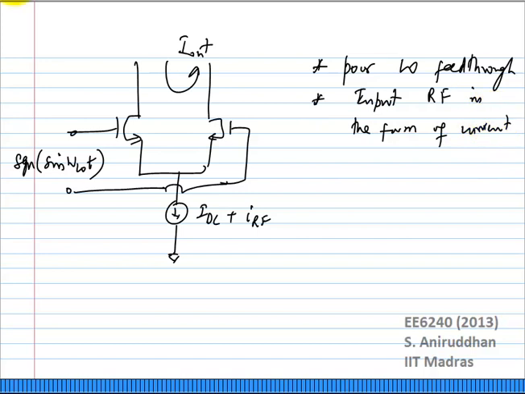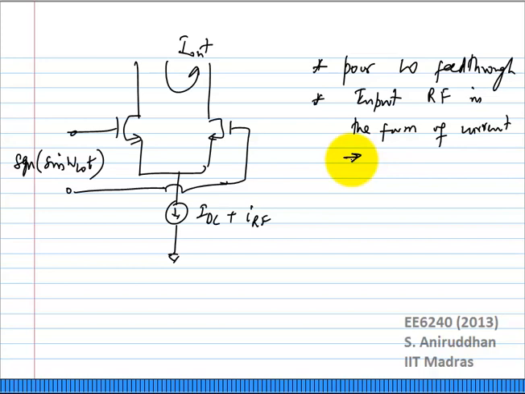So you need the input signal in the form of a current. Normally you are used to dealing with voltages. You need the input in the form of a current. For example, the LNA, let's say the LNA output gives you, you have a common source LNA with an inductive load. The output is going to be a differential voltage. You need to find some way to convert it to a current. So that is a problem.